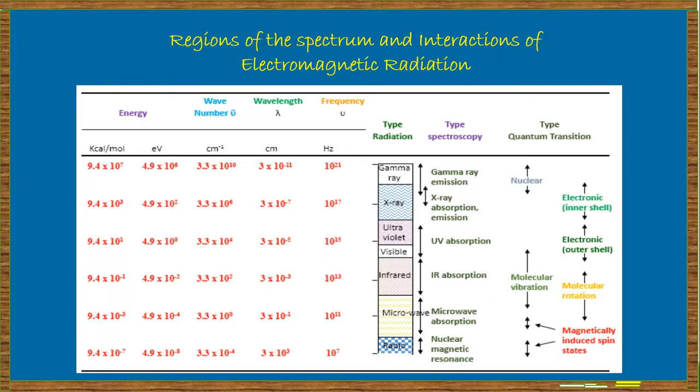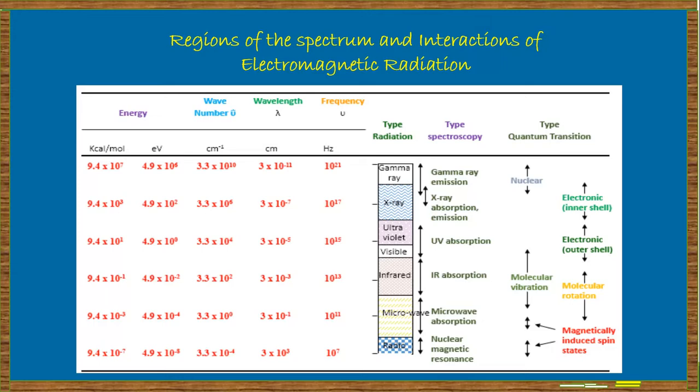The next lower energy is X-ray absorption and emission, and it gives electronic transitions of the inner electronic shell. It is a core electron, that is, the electrons present in the core orbital, that can be excited by using this X-ray. This energy is 9.4 into 10 power 3, the wavelength is in the range of 3 into 10 power minus 7, and the frequency is 10 power 17.